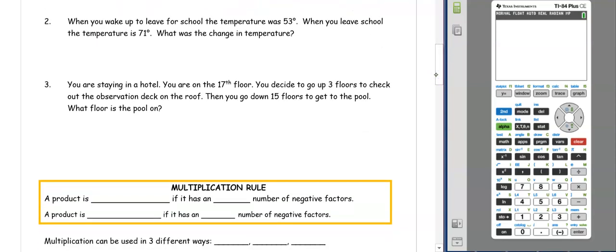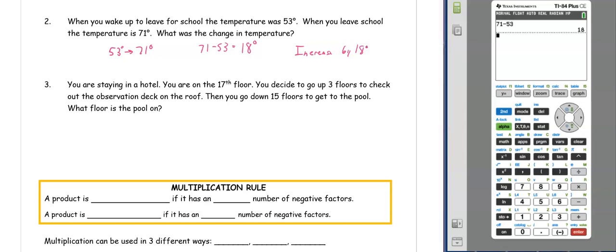In number 2, when you wake up to leave for school, the temperature is 53. When you leave school, the temperature is 71. What's the change in temperature? So how do we go from 53 to 71? Well, this time we went from a smaller number to a bigger number, so we know it's going to be an increase. So we can do 71 minus 53. If you want, you can type it in your calculator, and that is going to get us 18 degrees. And because 18 is positive, this is an increase by 18 degrees.